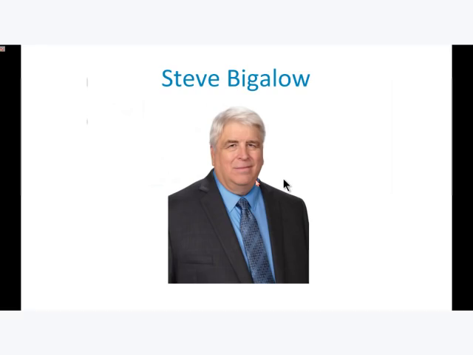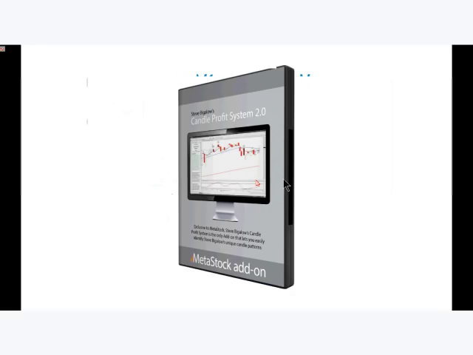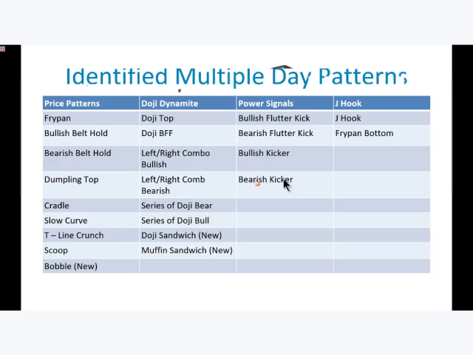In any case, that product is the Candle Profit System version 2.0. What we basically did for MetaStock, and if you're not familiar with MetaStock, I'll talk a little bit about what it is as we get going, is identify all of these multiple day patterns that you can see right here on the screen. You've got your fry pan, your bullish and bearish belt holds, your dumpling tops, your cradles, your left-right combos, your left-right bearish combos, your doji sandwiches, your muffins. All of these are included in this one package.